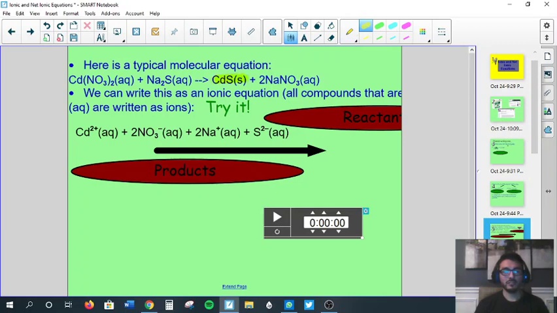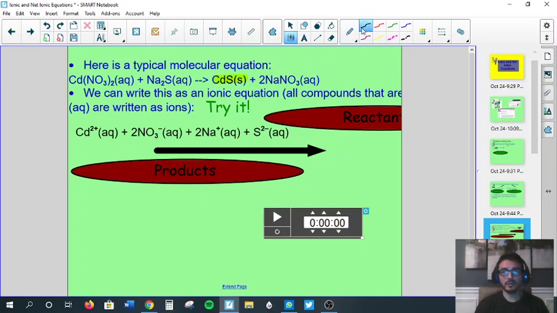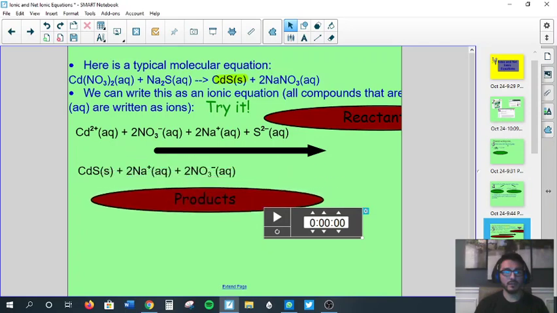Cadmium sulfide is a solid. In an aqueous solution, or in water, that will not ionize. It will not break apart into its ions like the rest have. Let's change that tool. So instead, what we get is this.